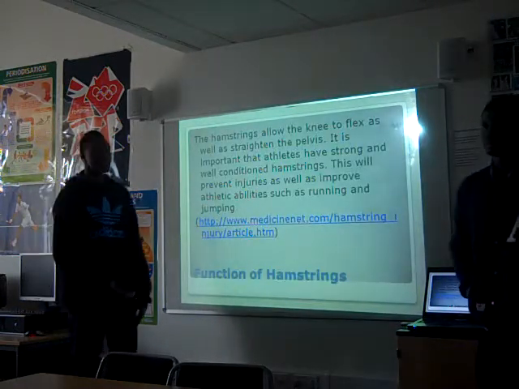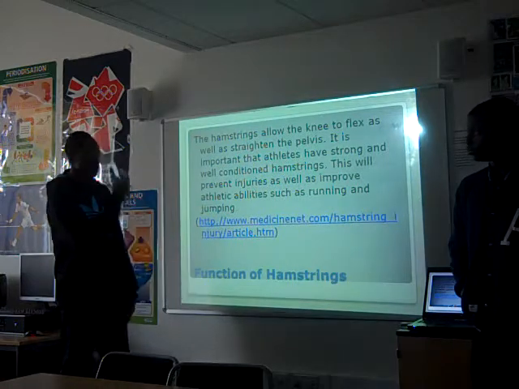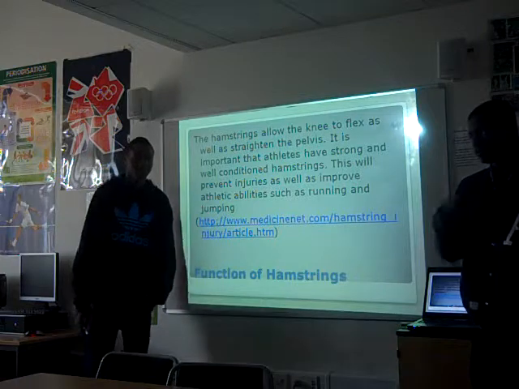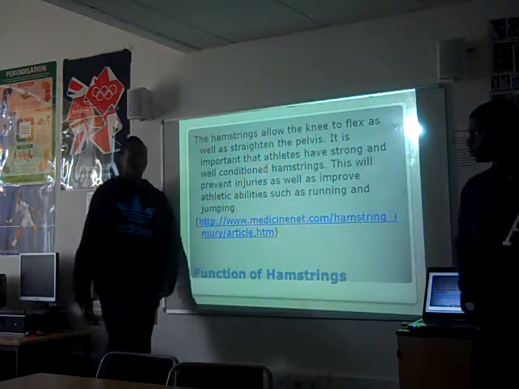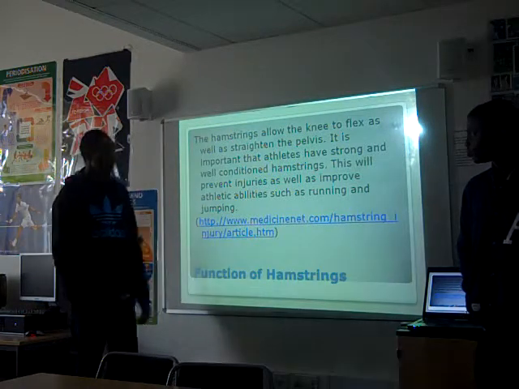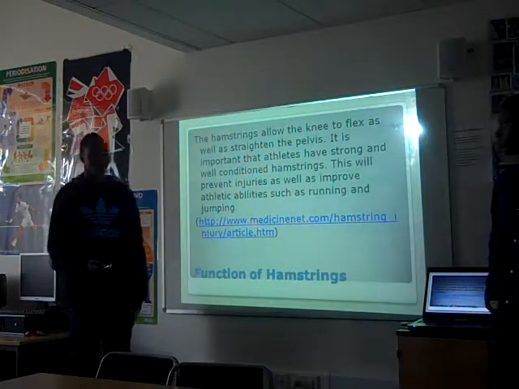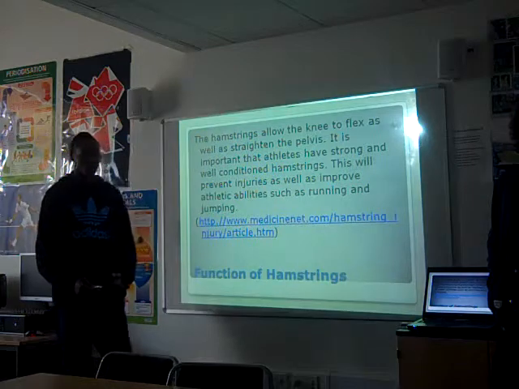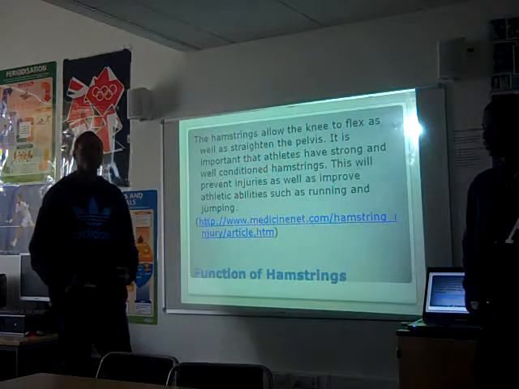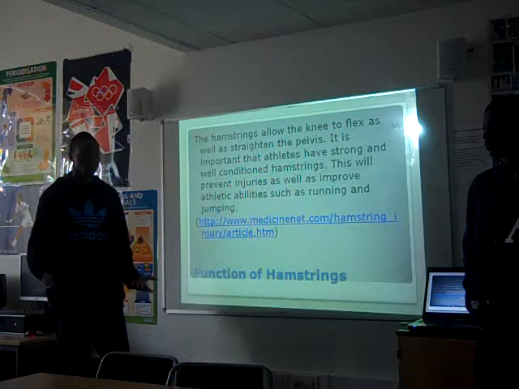The functions of your hamstrings are to allow your leg to flex the knee backwards and to straighten your pelvis area. It's mostly used in sports that use high demands of explosive power, so stuff like running, climbing, and jumping.